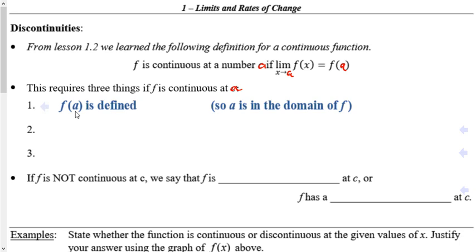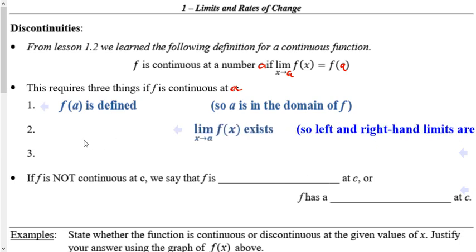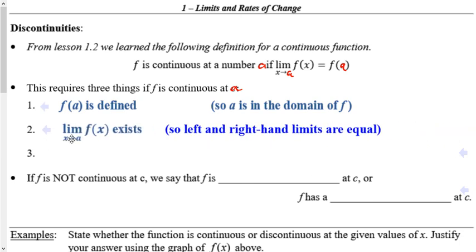In other words, a is an element of the domain. And the limit must exist. So left and right hand limits must equal each other. And the third condition is that the value of the limit is equal to the value of the function.